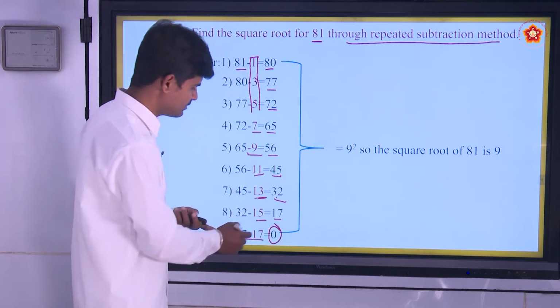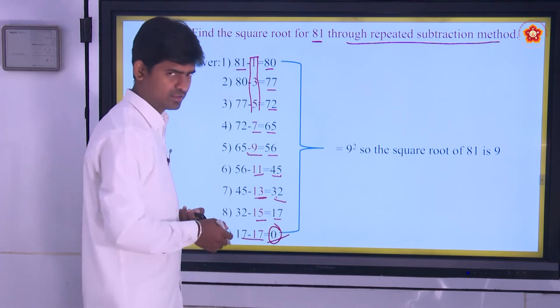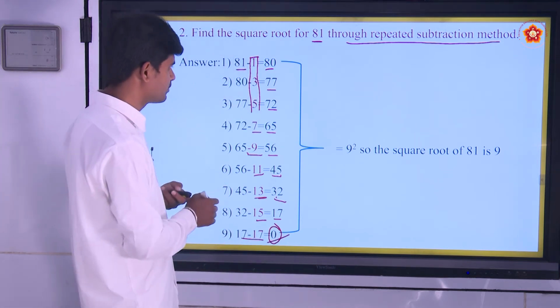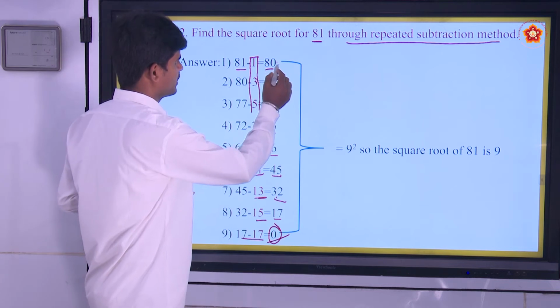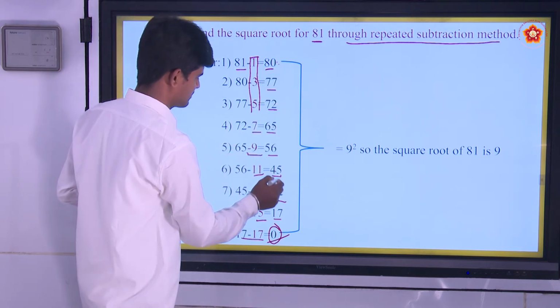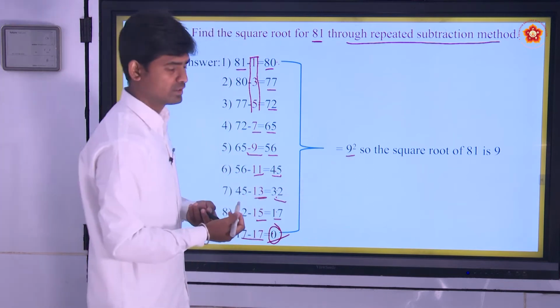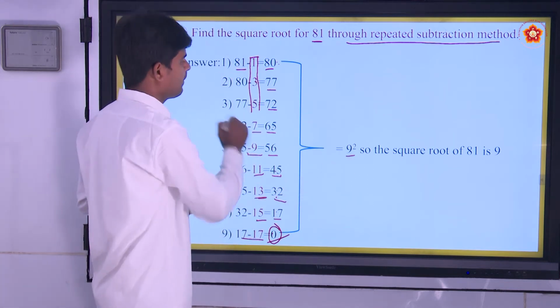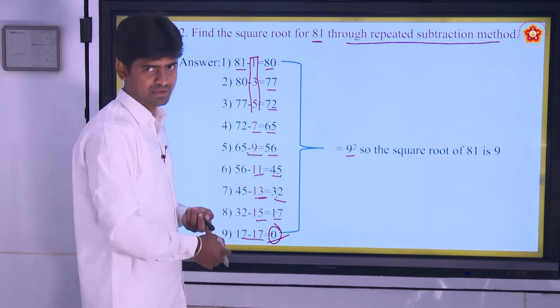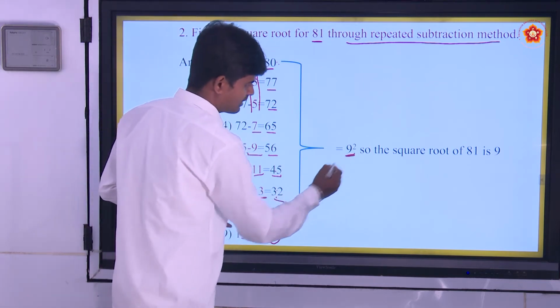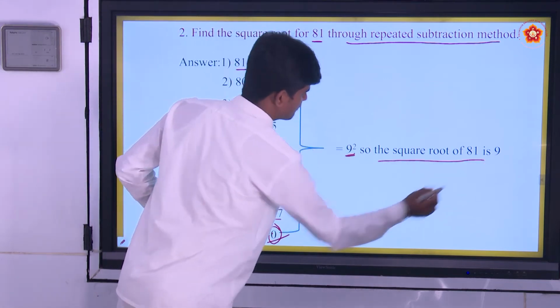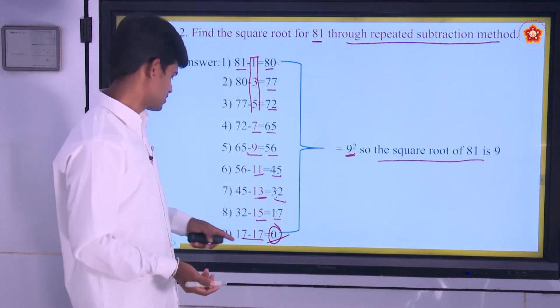We continue until we obtain 0 at the end. So how many times have you subtracted? 1, 2, 3, 4, 5, 6, 7, 8, 9. We subtracted 9 times until we got 0. So the square root of 81 is 9.